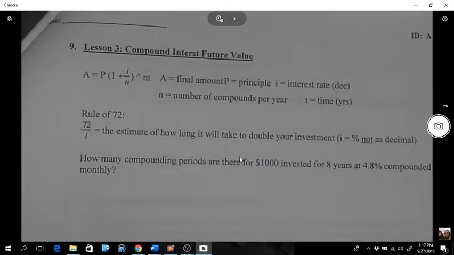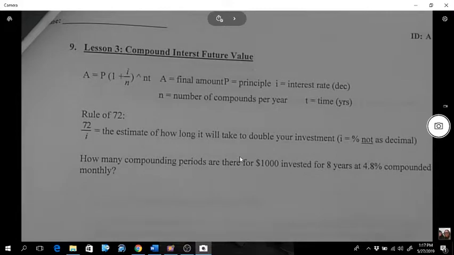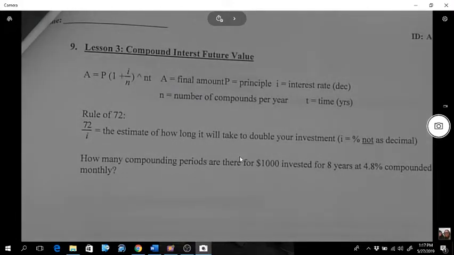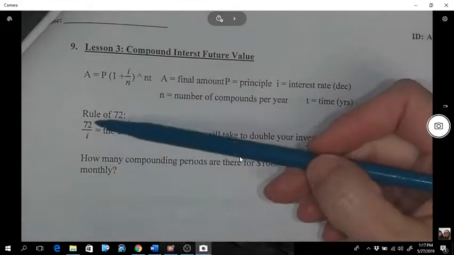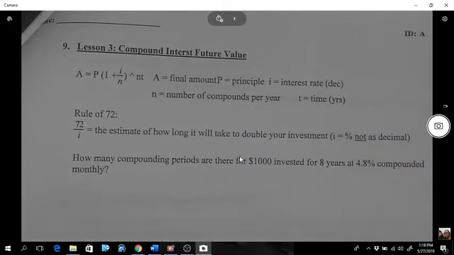In this lesson you'll also use the rule of 72. It's just an approximation of how long it would take to double your investment. You would do 72 divided by the interest, and this would just be the rate, not as a decimal. And again, it's just an estimate, not exact.